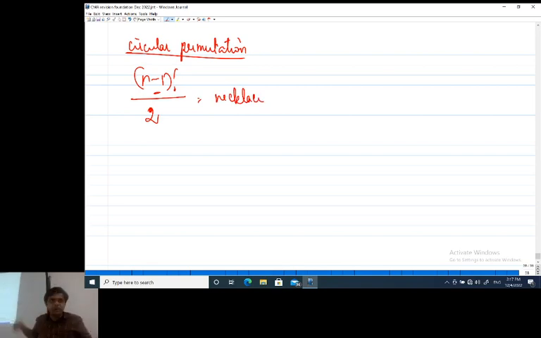Beads and necklace-ல வர்ற மாதிரி கேசஸ்க்கு மட்டும் தான் இது. In all other circular permutation cases, it is always n minus 1 by 2. Sorry, it is always n minus 1 factorial. You are getting it? புரியலையா? This is circular permutation. Some of you are not responding, so I am proceeding with combination.